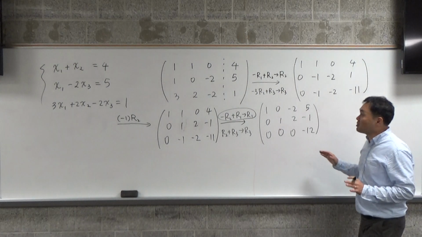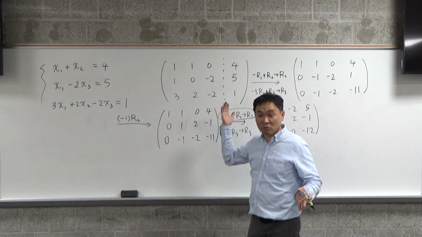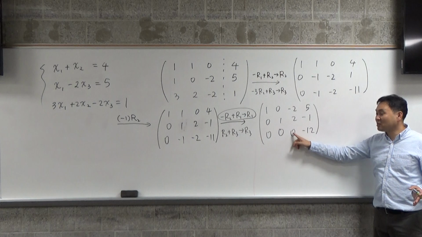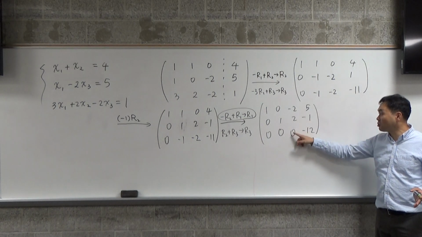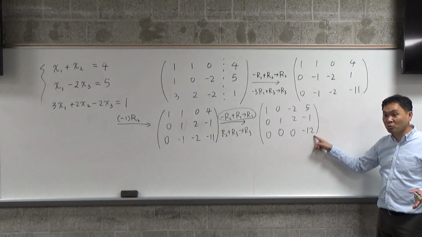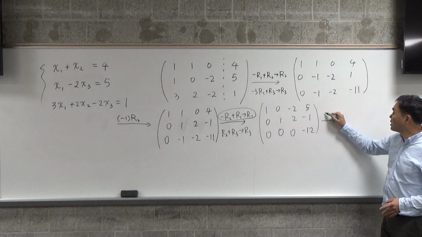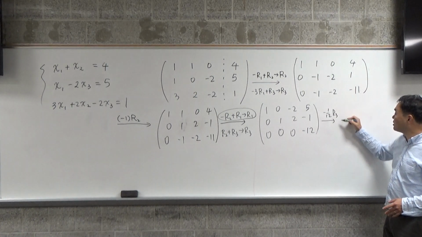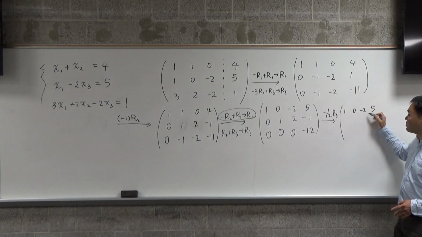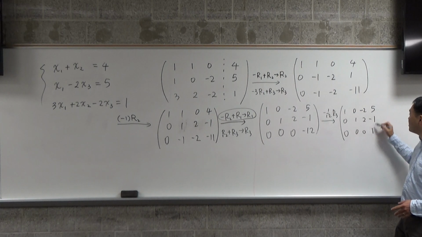But some question might be just, you're given this matrix to begin with, and they might say, find the row reduced echelon form. In that case, you don't stop here and say, well, this is 0, so I can't do anything here. You go to the next one and multiply by negative 1 over 12 to make this a 1, right? So you take negative 1/12 of R3, so you get 1, 0, negative 2, 5, 0, 1, 2, negative 1, 0, 0, 0, 1, okay?